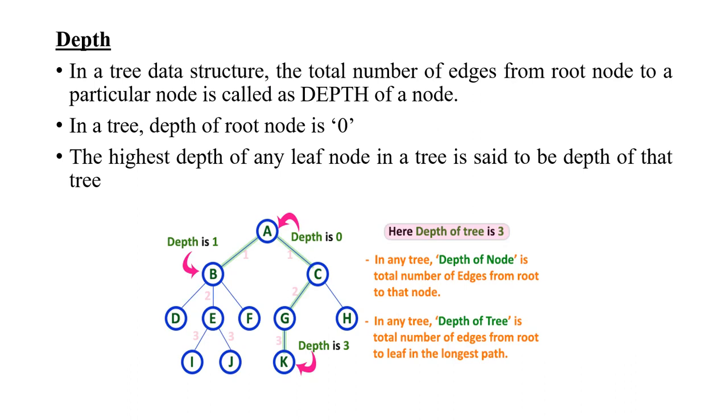So the depth of the root node A is going to be 0. The depth of B is going to be 1. So from the root node A to B, the number of edges is 1. Now for G, the depth is going to be 2, as from A to C, C to G, the number of edges is 2. Now for K, the depth is going to be A to C, C to G, G to K. So the depth is 3. So the leaf node is going to be considered the depth of the tree. So for I, J and K, the depth is going to be 3. So the depth of the tree is going to be 3.